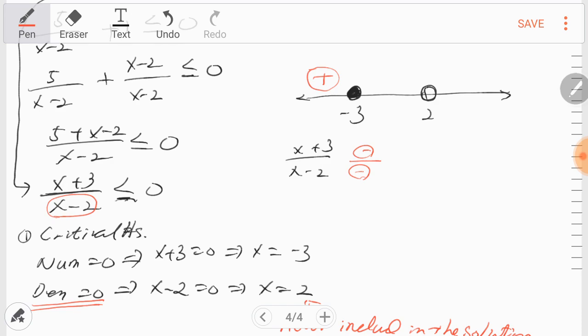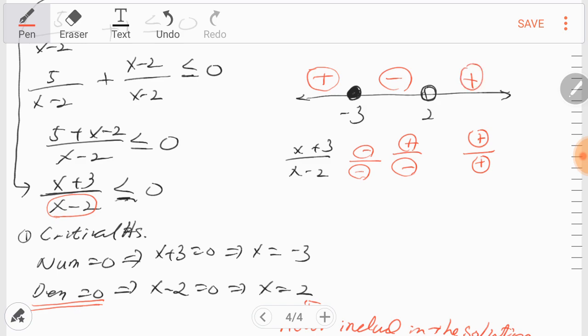And between these two numbers, let's try 0. So 0 plus 3 is positive. 0 minus 2 is negative. So the result is negative. Okay, for the third interval, let's try 3. Then 3 plus 3 is positive. 3 minus 2 is positive. So the result is positive.